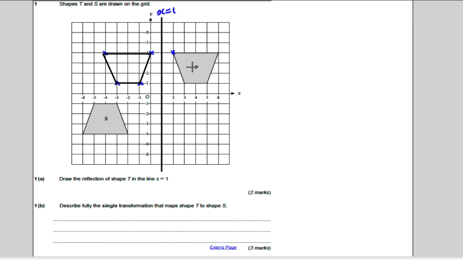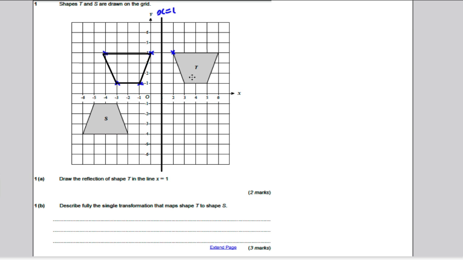Okay, so imagine we wanted to map T so that it went onto S. Now, just looking at it, it's no sort of reflection that gets you there. It's no translation because the shape has been turned around, and it's no enlargement. So it's got to be a rotation.